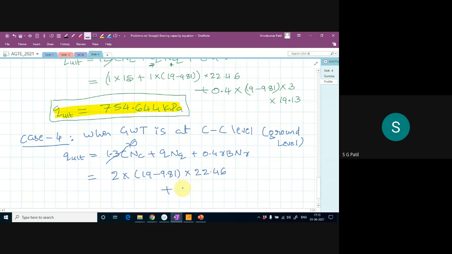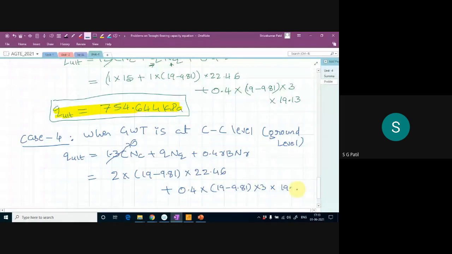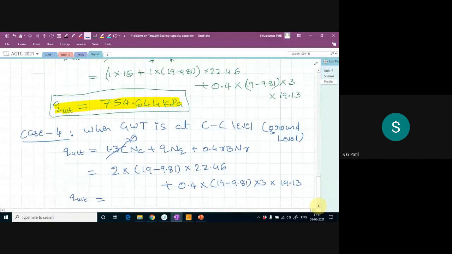Plus 0.4 into gamma. Again, gamma now becomes a submerged unit weight. So that is 19 minus 9.81 into the width of foundation, which is 3 meter, into my N gamma, which is 19.13. Now you calculate your Q ultimate.